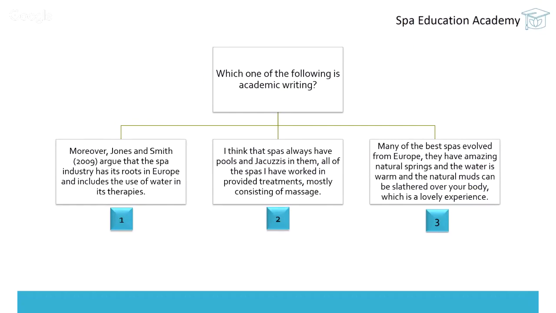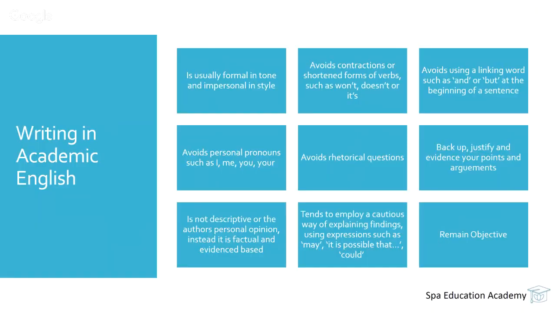We're actually quite removed from the work. We're unbiased. We're more factual when you write academically. So academic writing, academic English writing is usually formal and quite impersonal. It avoids won't, it doesn't. You would say would not, does not, it is.